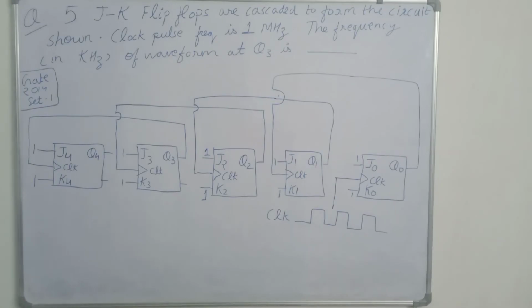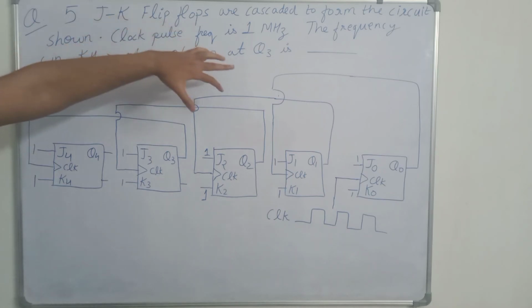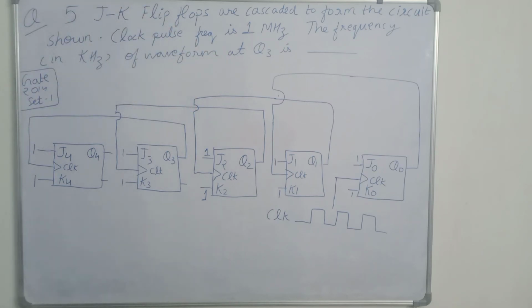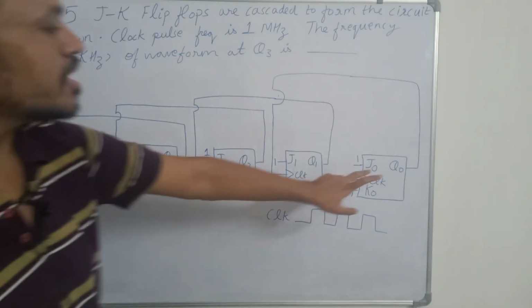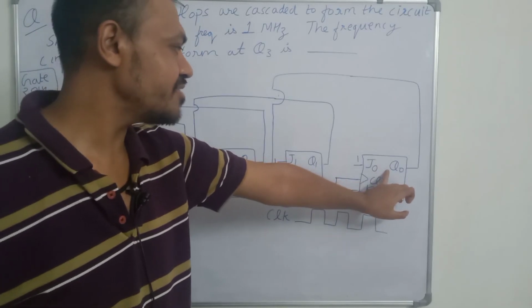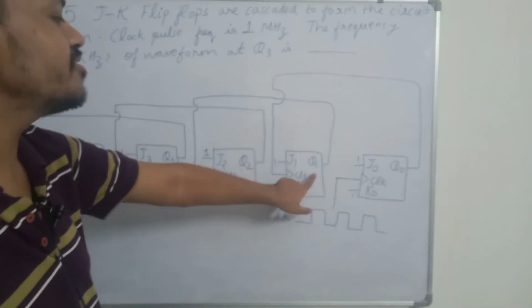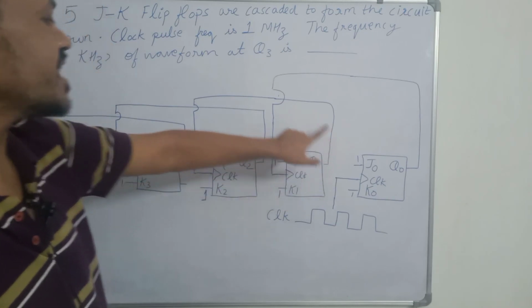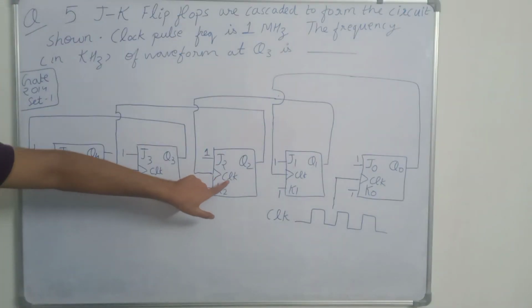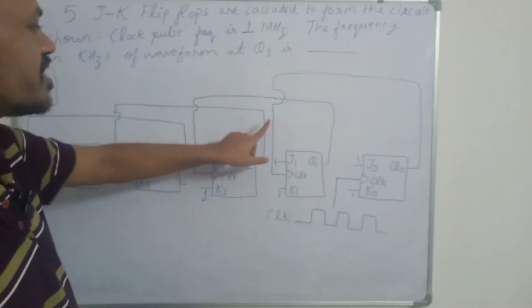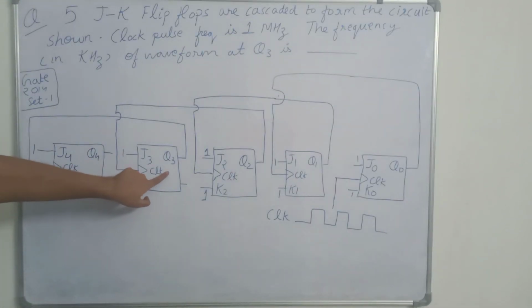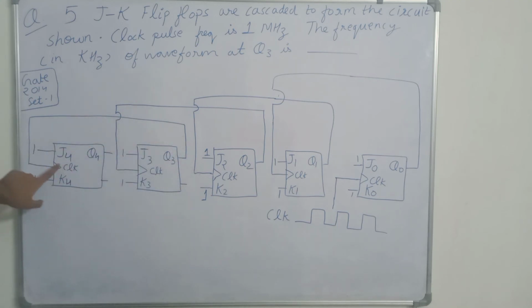So in this question from GATE 2014 Electronics branch of Set 1, it says that 5 JK flip-flops are cascaded to form the circuit which is shown. The output Q0 of the first flip-flop is going into the clock pulse of the second flip-flop. Then output Q1 of the second flip-flop is going into the clock input of the third flip-flop. Then output Q2 of the third flip-flop is going into the clock input of the fourth flip-flop. Then output Q3 of the fourth flip-flop is going into the clock input of the fifth flip-flop.